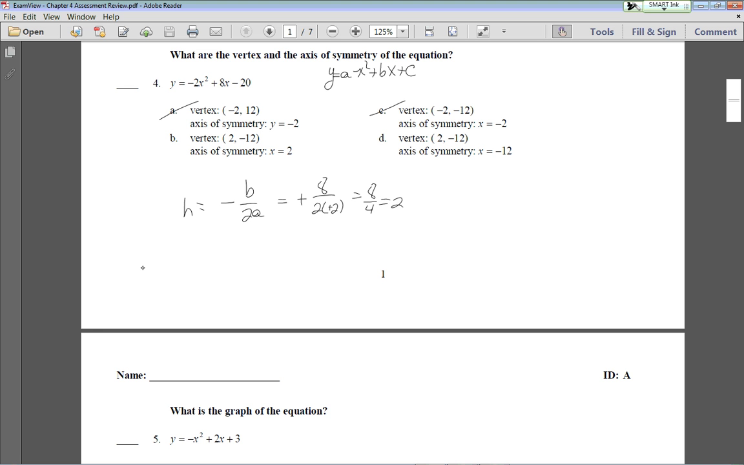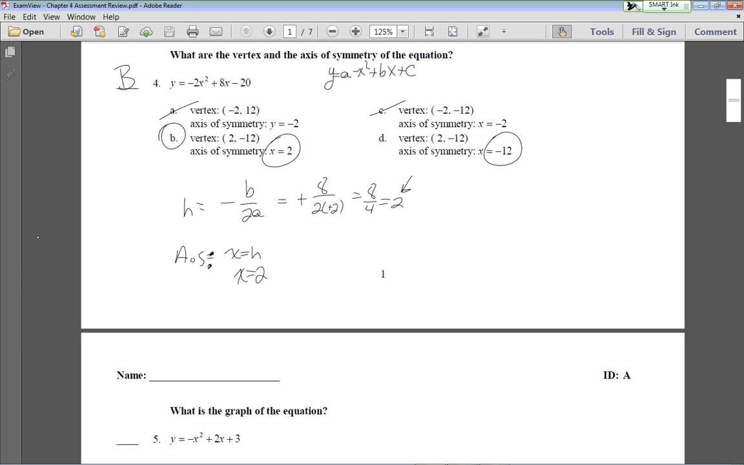Now, if you look, remember how I said earlier that your axis of symmetry is always equal to x equals h, okay? That should be a colon, not an equal sign. Your axis of symmetry is always x equals h. Well, we just solved for h, and it was 2. So now we know our axis of symmetry is x equals 2. And if you look at the axis of symmetry over here, it's negative 12. If you look at the axis of symmetry here, it's positive 2. So the answer is B.